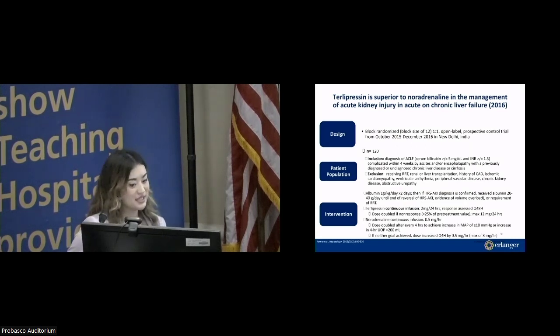This is another study also examining terlipressin. However, it's examining it in comparison to norepinephrine. This is one of the first trials comparing norepinephrine to terlipressin as a randomized trial, which makes this a significant study. In this study, terlipressin was given as a continuous infusion, and noradrenaline was also given as a continuous infusion.